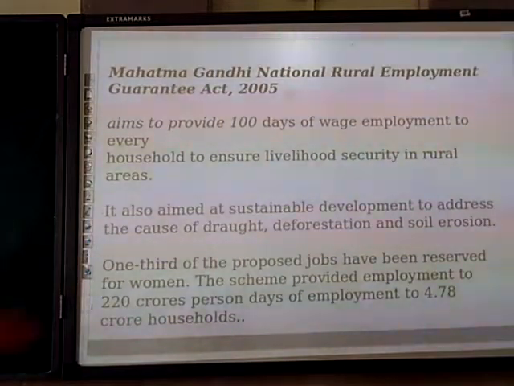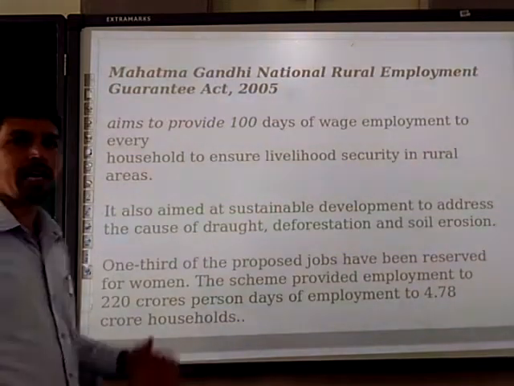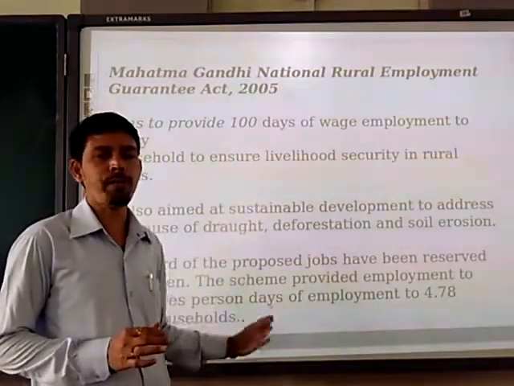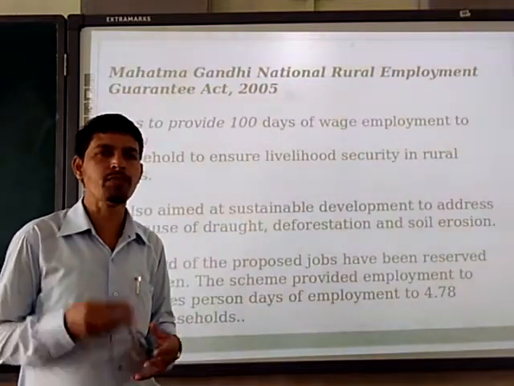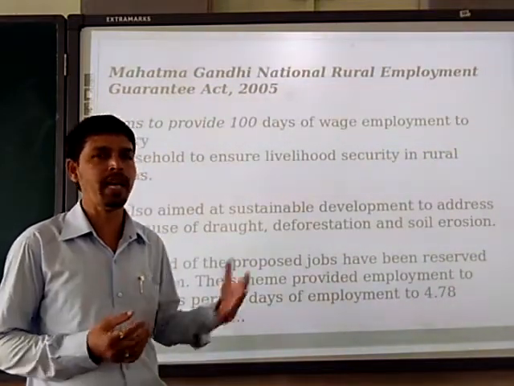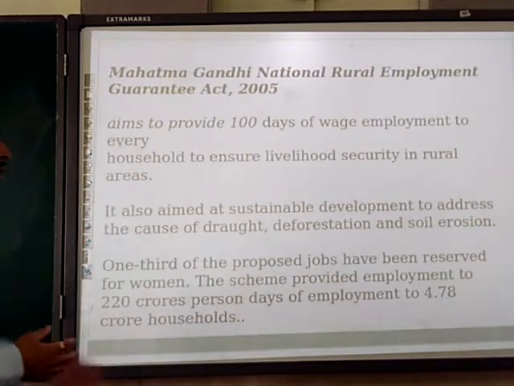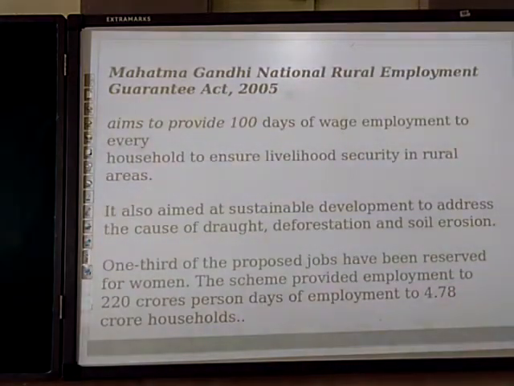First one, Mahatma Gandhi National Rural Employment Guarantee Act 2005. I request you, please copy down the scheme. These schemes are very important and can be asked for 5 marks or 3 marks in the annual examination. Please copy it down. First one, Mahatma Gandhi National Rural Employment Guarantee Act 2005.